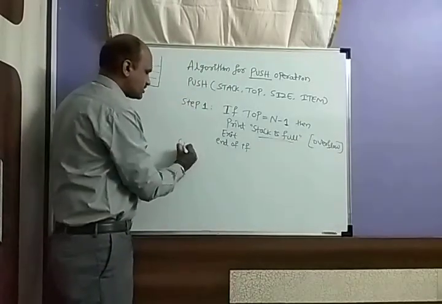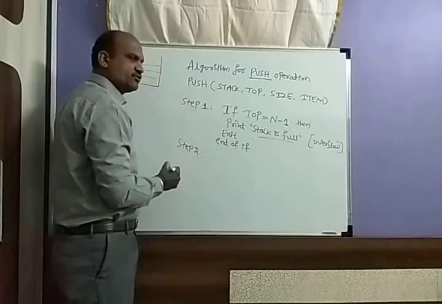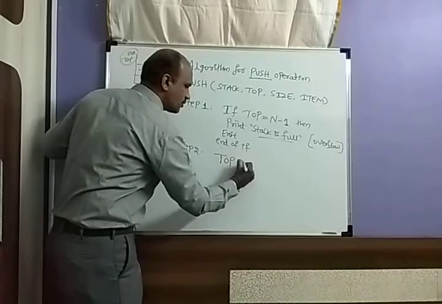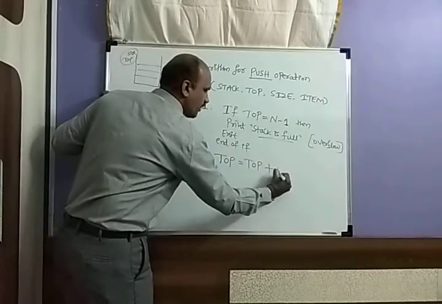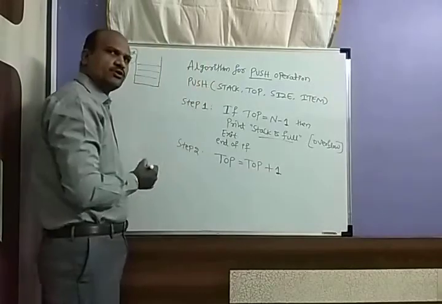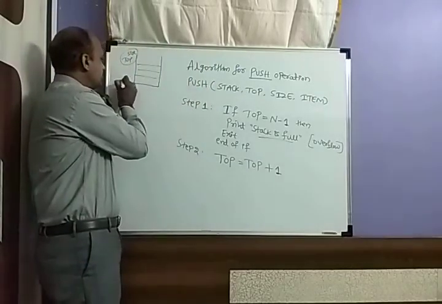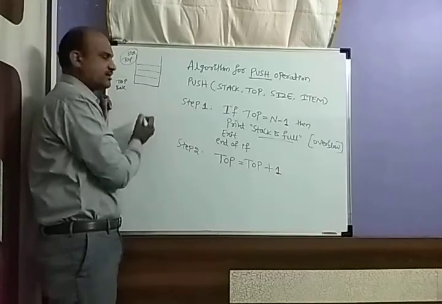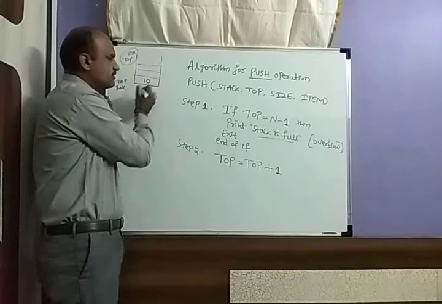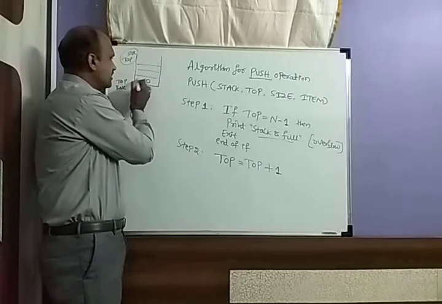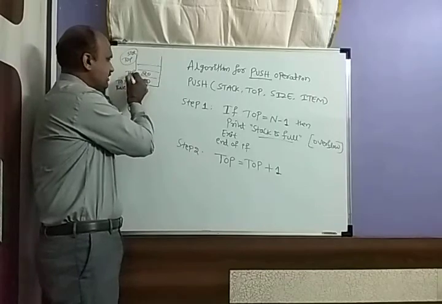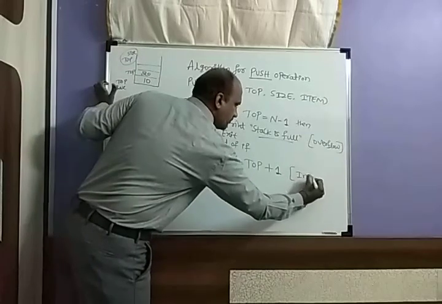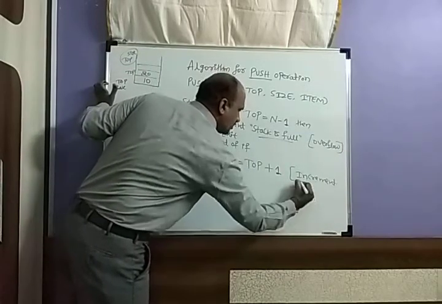Then you go to step 2. This is the condition you have to check. Then, very important, top is equal to top plus 1. As I told you, top and base are both at the same place when you have an empty stack. When you add an element, the top moves up here, and again when you add, the top moves up again. That's why the top is incremented.